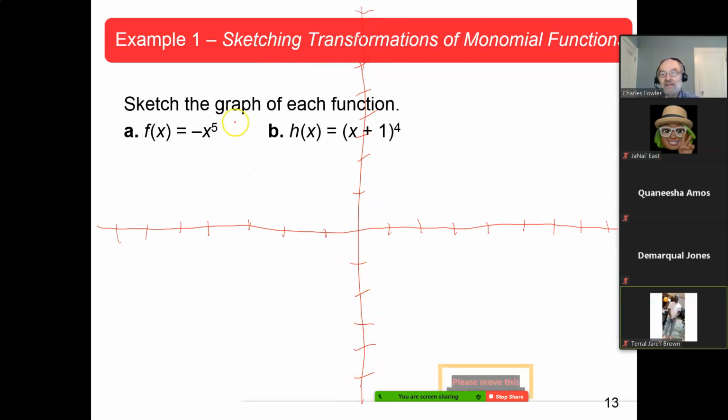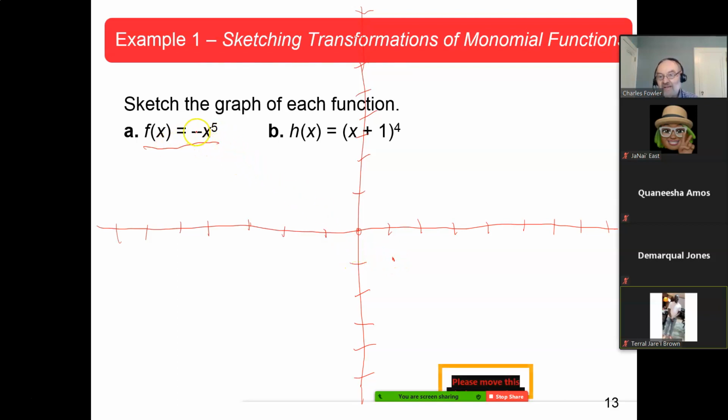Okay, so let's sketch the graph of each of these functions. F of x equals minus x to the fifth. Well, we know 3 points right off the top, right? When x is equal to 0, y is equal to 0, right there. F of x is equal to y. But when x is equal to 1, 1 to the fifth is 1, but then negate that and you have a minus 1. So it's down here.